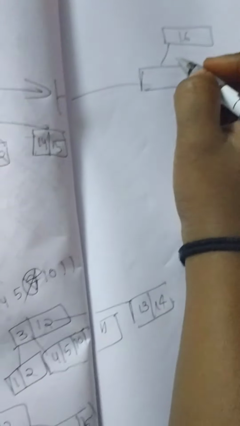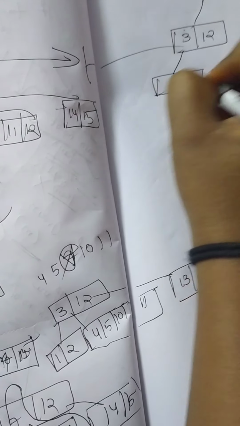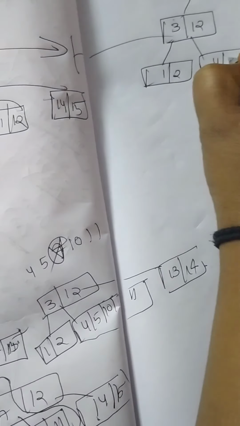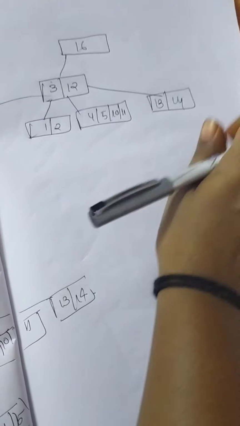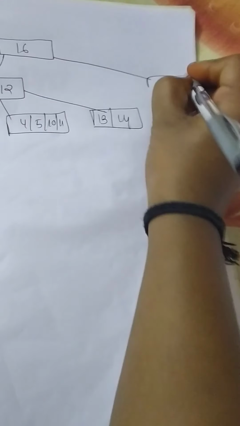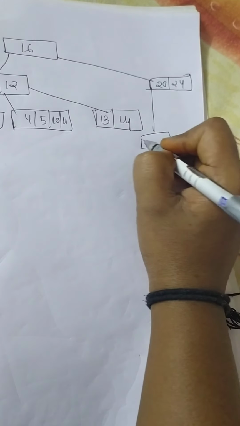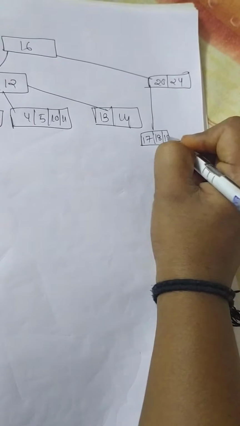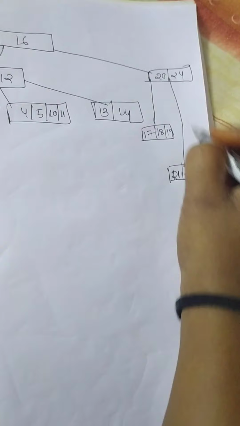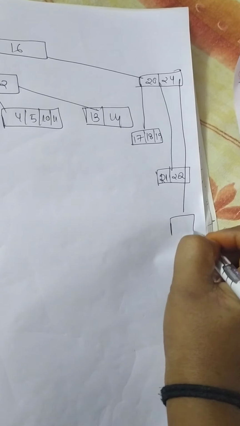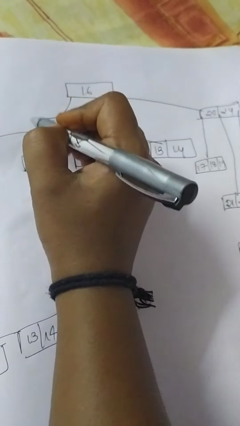16 here, 3, 12, 1, 2, 4, 5, 10, 11, and then 13, 14. Here we have 20, 24, and then 17, 18, 19, 21, 22, as well as 25, 26. So shrinking would happen like this.